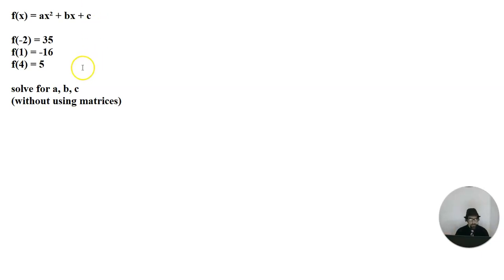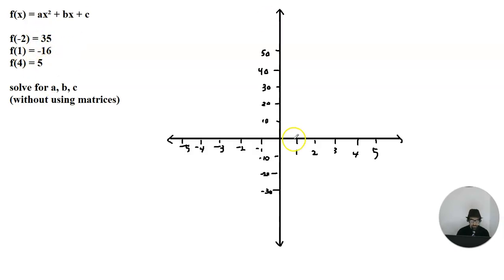So, let's start by plotting the points that we have here. 1, comma, negative 16, kind of around there. 4, comma, 5, kind of up here. Negative 2, comma, 35, kind of up here. Now, as you can see, these three do not go on a straight line, right? No huge surprise. We're not expecting this to be a straight line, right? It's going to be a quadratic.